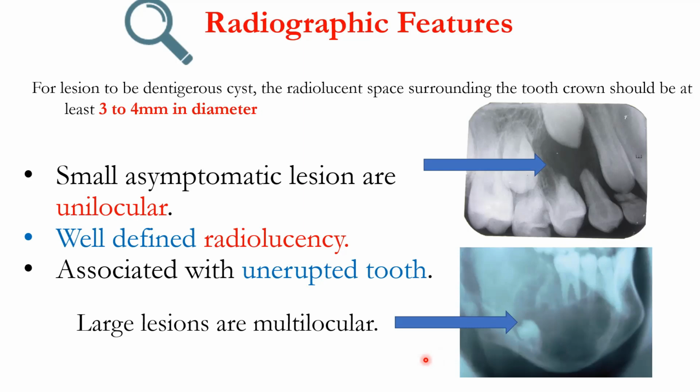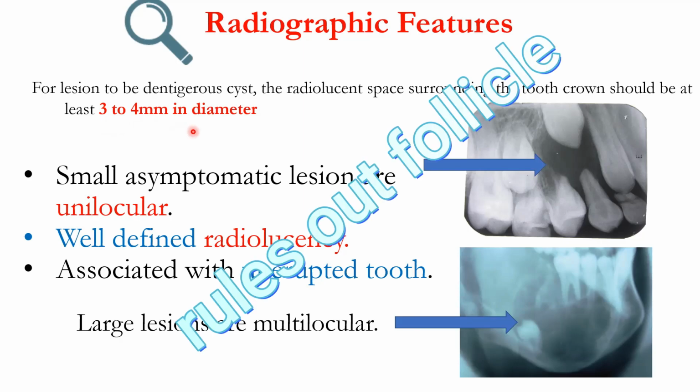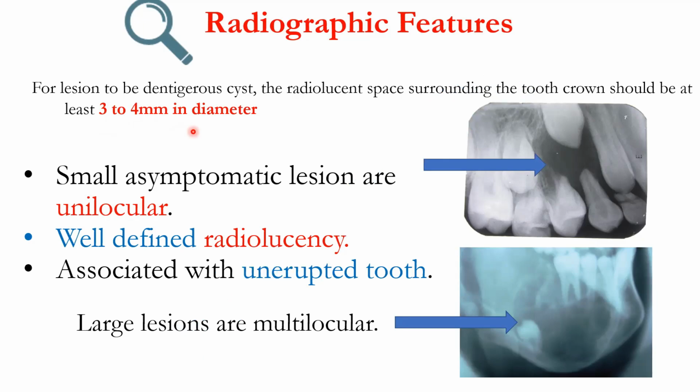So for a lesion to be diagnosed as a dentigerous cyst, there is certain criteria. This you will also come to discuss later when we are talking about the differential diagnosis, because one of the most important differential diagnoses for a dentigerous cyst is a normal dental follicle, which might be just enlarged. So the radiographic criterion is that the cyst should be at least 3 to 4 millimeters in diameter. That rules out a normal dental follicle and leans more towards the diagnosis of a dentigerous cyst, which of course has to be followed by histopathological diagnosis.